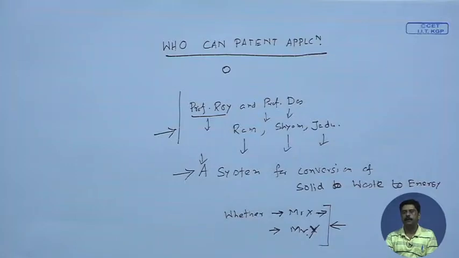So they came up with a solution that the contribution of each member will be considered in respect of the invention. If all of them, let us say Mr. X, Mr. Y, Professor Roy, Professor Das, Ram, Sham, Jodu, have made a substantial contribution, then they will be treated as inventors along with the other members. So Mr. X and Mr. Y will be treated as inventors if their contribution is substantial.